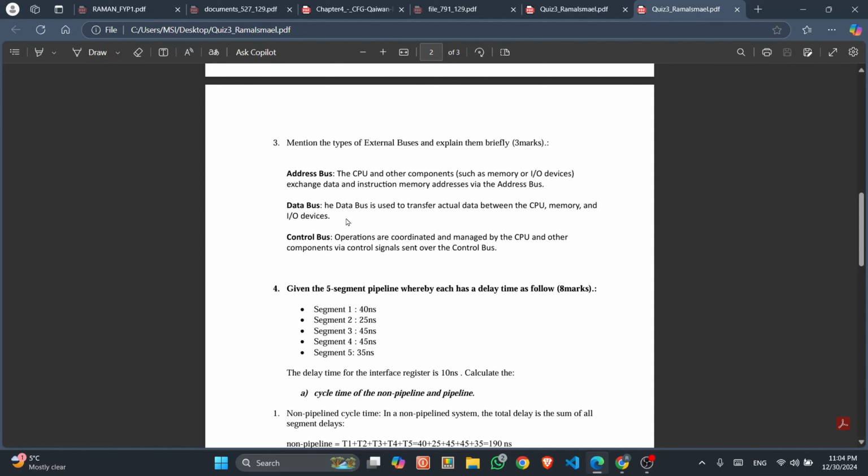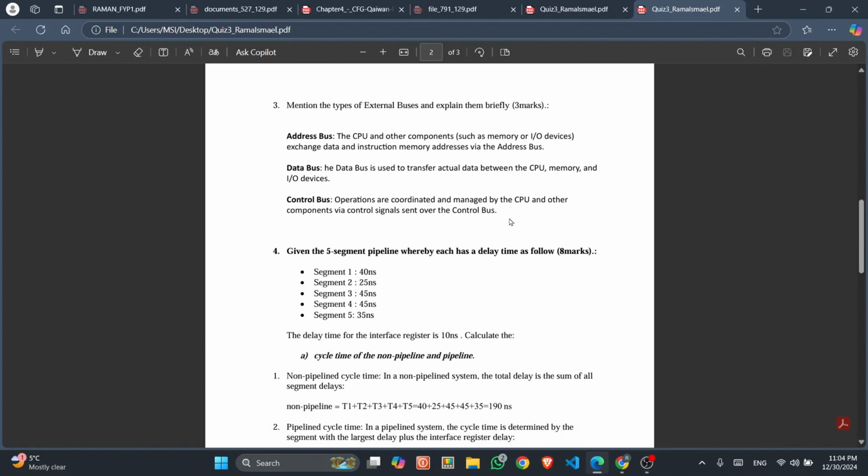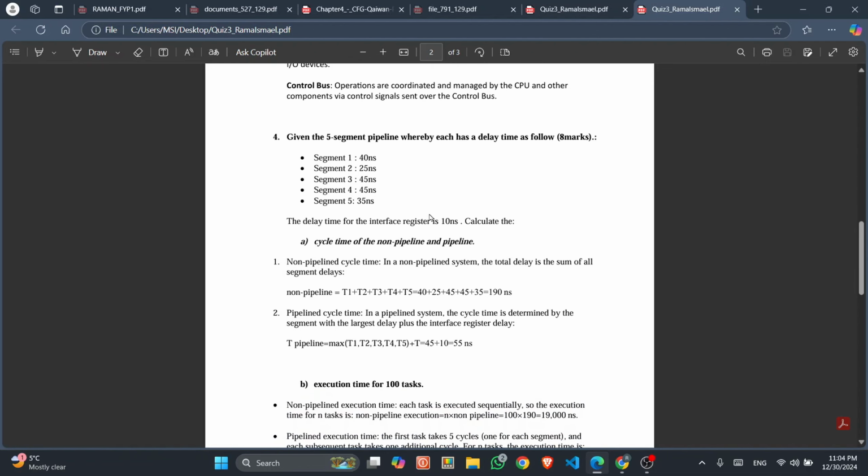But in the data bus, we are transporting the actual data, not the address of the data, but the data itself, between the memory and the input-output devices. And with the control bus, the operations are managed by the CPU and other components via control signals sent over the control bus. So it's controlling and managing the whole flow of data.